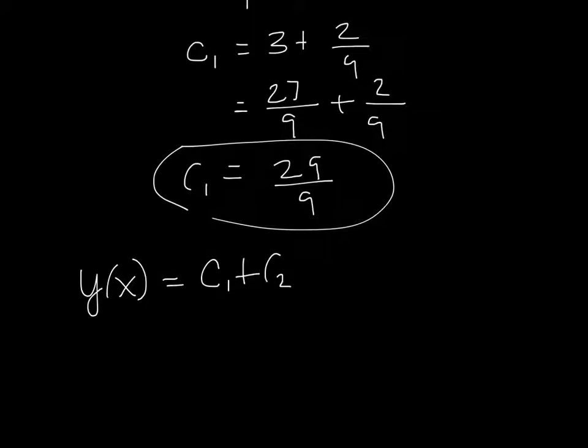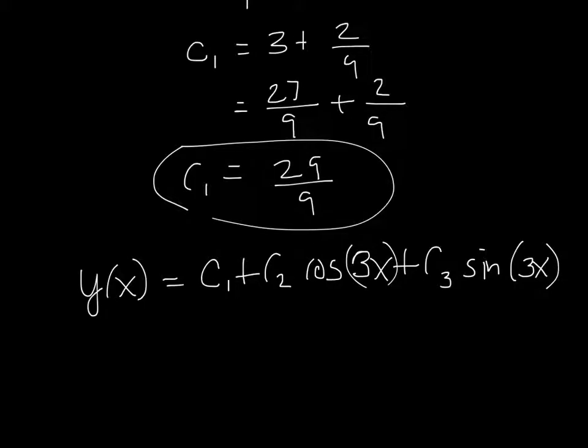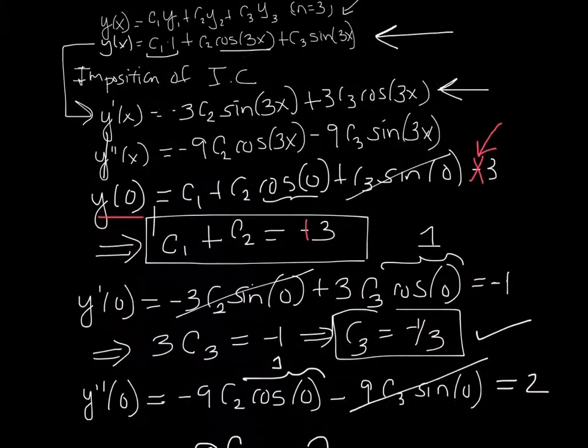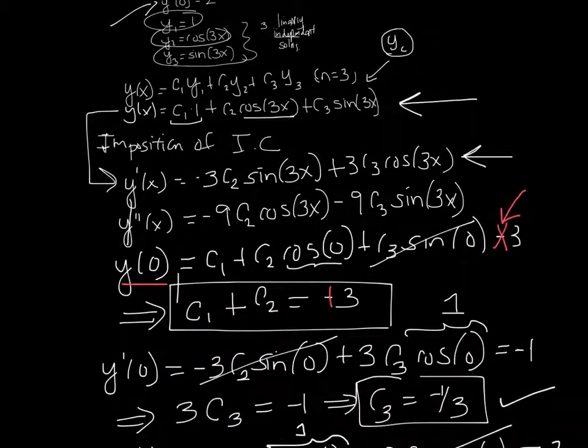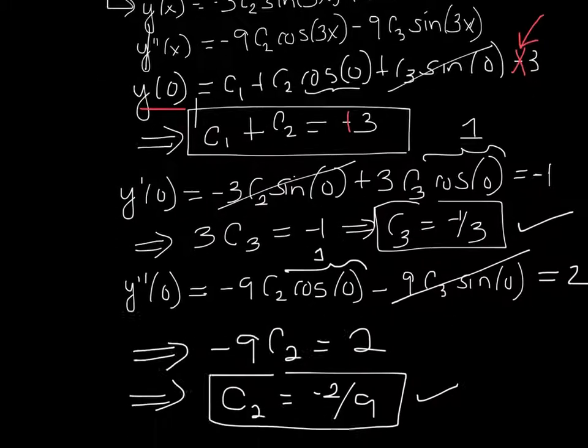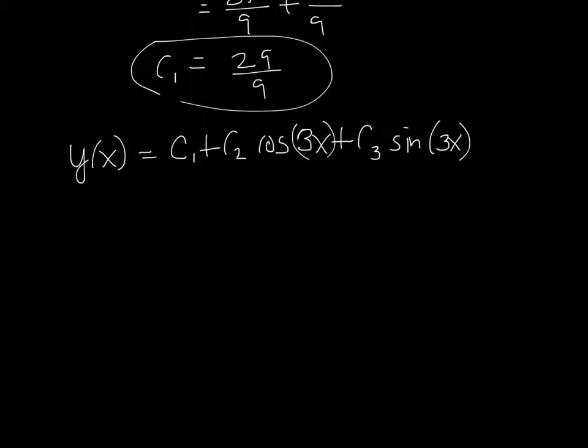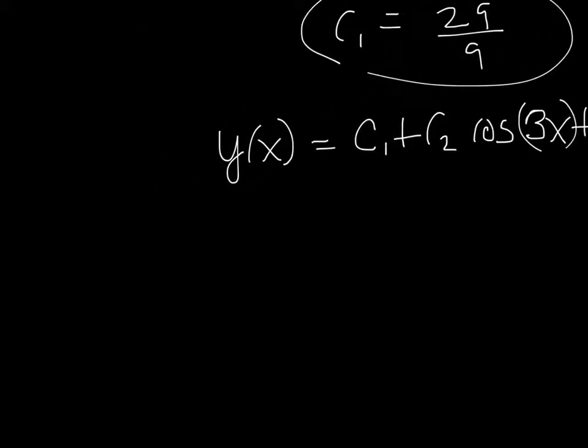Y of x equals C1 plus C2 cosine of 3x plus C3 sine of 3x. And we can write those parentheses or not. So again, I'm going back to my original general solution, looking at this guy right here. Now that I found my C1, C2, and C3, I'm just inputting my coefficients. So almost done.